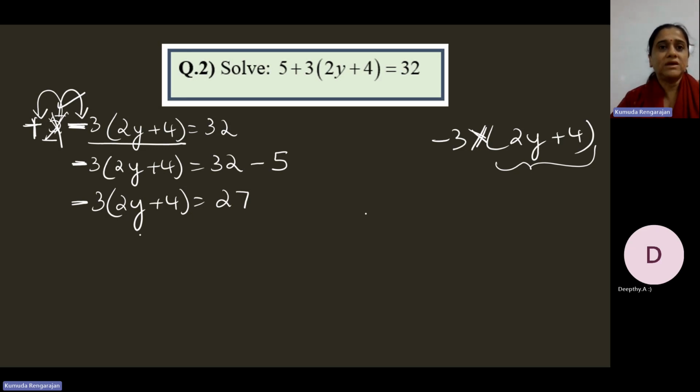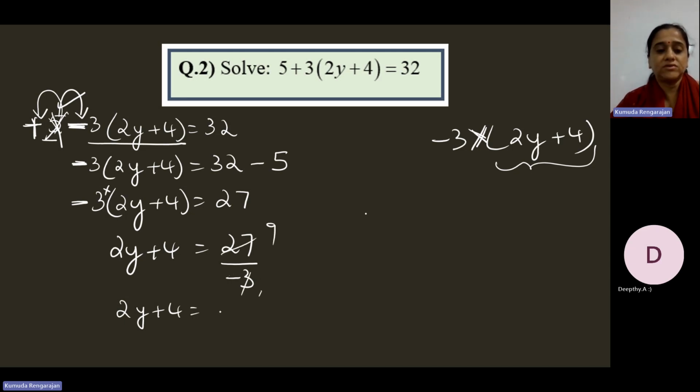So the next step will be write the rest of the equation other than what you have to transpose. So 2y plus 4 is equal to 27. Minus 3 we have not written because we'll have to take that to the other side. Now, as I told you, it's multiplication, so minus 3 comes to the other side for division, right? So now 2y plus 4 is equal to, 3 ones are 3, 3 nines are 27. It is a minus here, so minus 9.